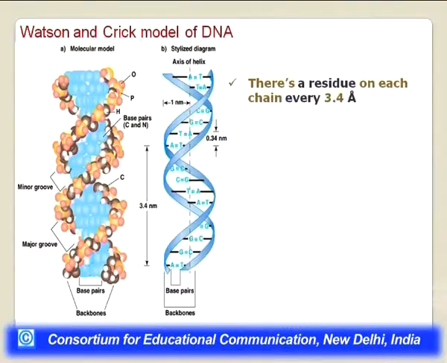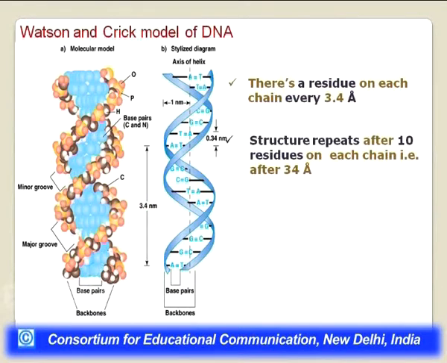So it's a very perfect double helical structure, which would give rise to the X-ray diffraction pattern which was obtained by Franklin and Wilkins. In the Watson and Crick model of DNA, the physical parameters were basically that there is a residue on each chain every 3.4 angstrom. The structure repeats after approximately 10 residues on each chain, that is after 34 angstrom.